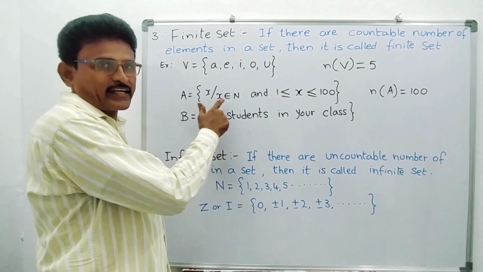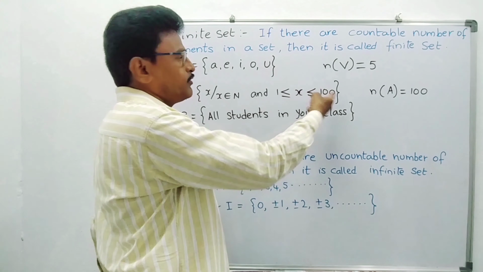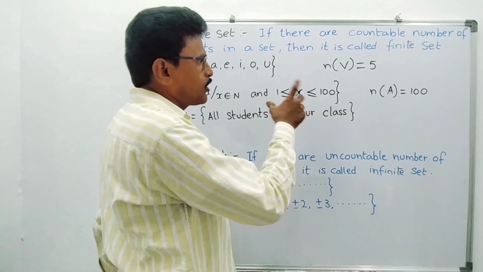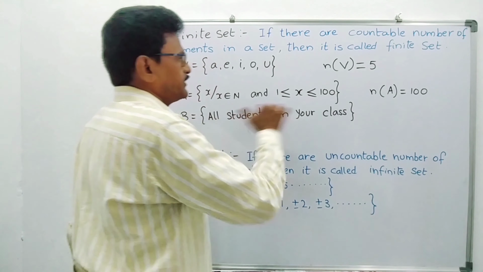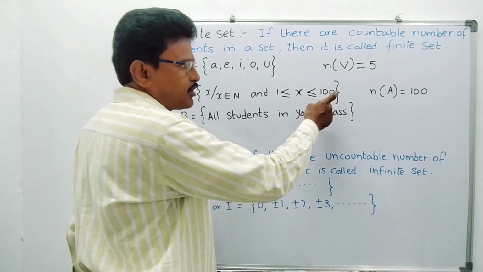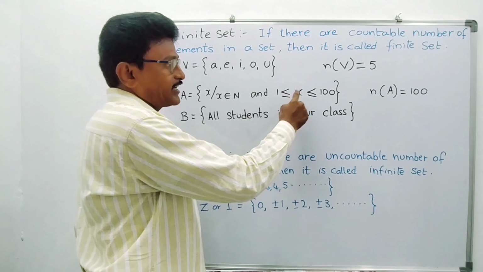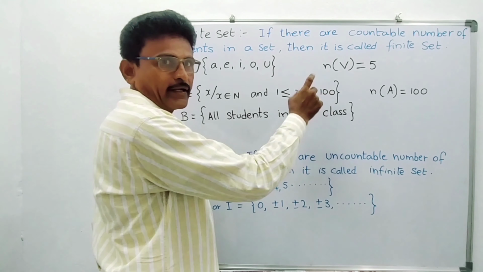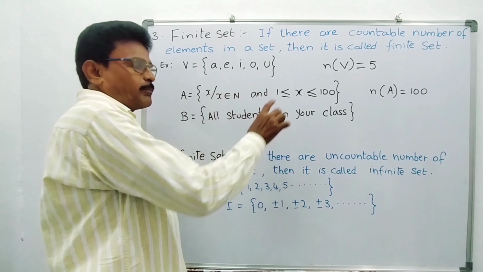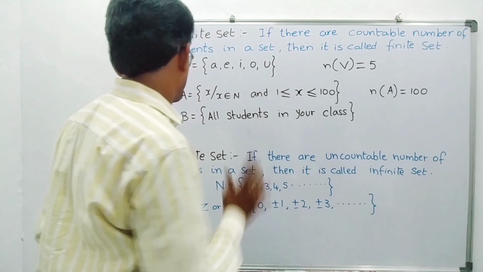Next, A is such that X belongs to A and X is between 1 and 100, including 1 and 100 also. See here, totally 100 elements are there: 1, 2, 3, 4 up to 100. Okay, we can read this one: 1 less than or equal to X less than or equal to 100. So in the natural number list we are taking only 100 elements. That's also countable. Okay, that is a finite set.